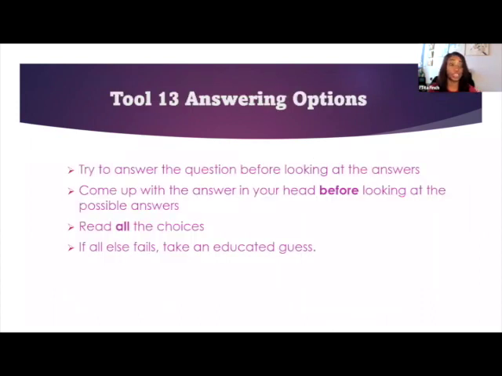Answering options. Try to answer the question before looking at the answers. Then come up with the answers in your head before looking at possible answers. Read all the choices. If all else fails, take an educated guess. So you may say, well, I don't really know how to eliminate. Well, here are a few tips to help you with the elimination process.